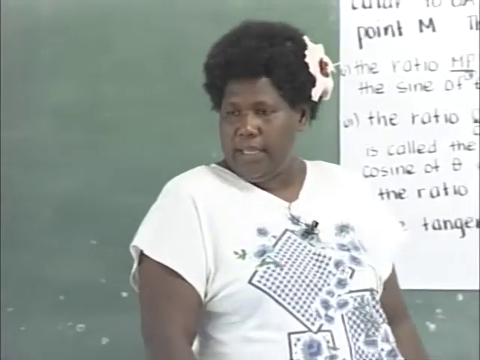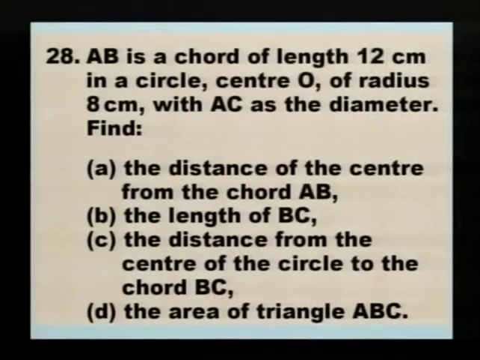Right, question 28. AB is a chord of length 12 centimeters in a circle, center O of radius 8 centimeters, with AC as the diameter. Find the distance of the center from the chord AB.